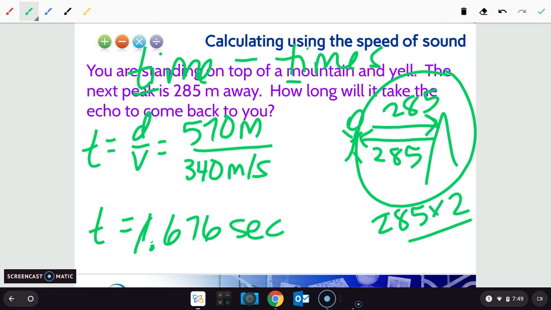So now you should try the assignment that says speed of sound problems. And if you have trouble, make sure that you ask for assistance in class.